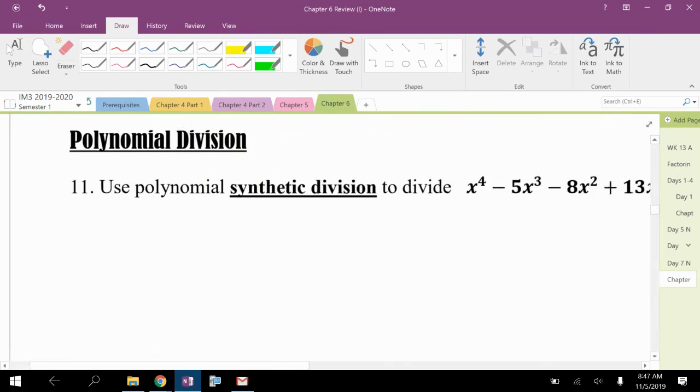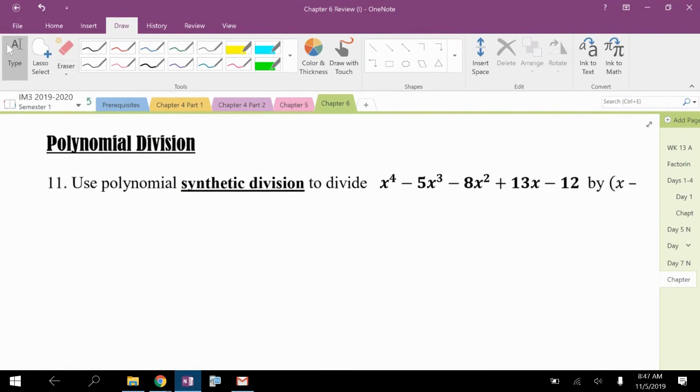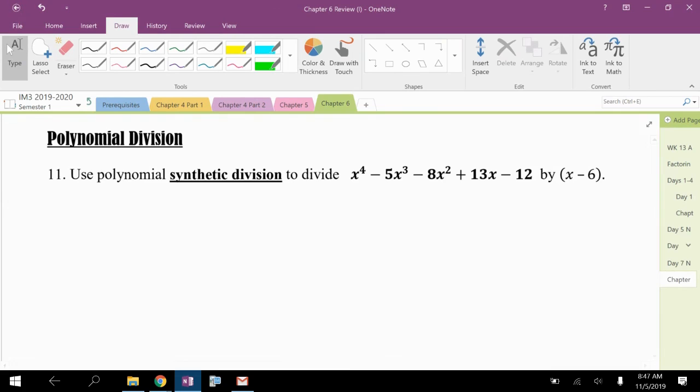That's okay. All right. Number 11. Let's go back to synthetic division. Again, a lot of different stuff was in this unit. So if you weren't here, this is a very perfect opportunity to get a summary of everything you've learned from me. Okay? So use polynomial synthetic division to divide this by this.